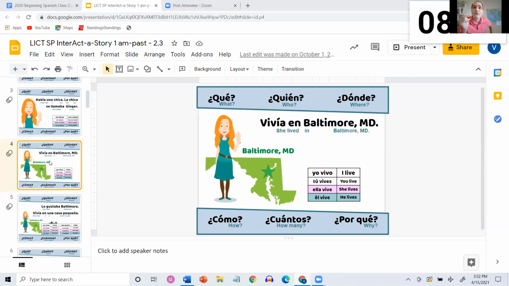A Ginger le gustaba. Vivian, pregunta. When we say me gustaba, then do we go vivía or vivir? Vivir. I liked to live. Me gustaba vivía would mean I lived, so that wouldn't make sense. A Ginger le gustaba, see?